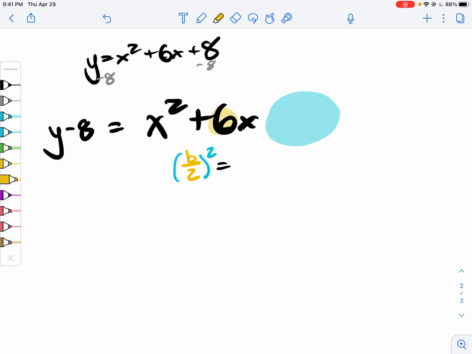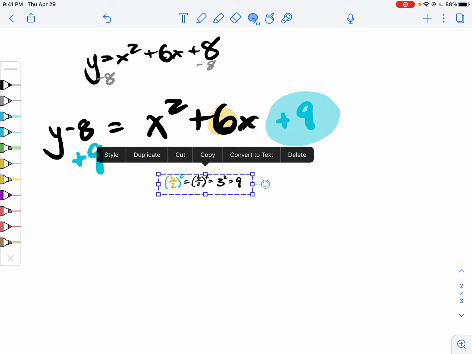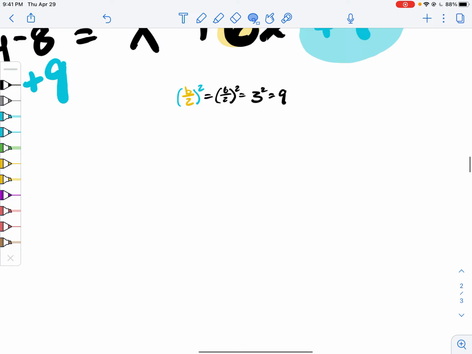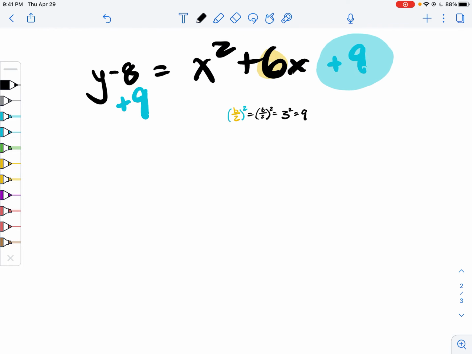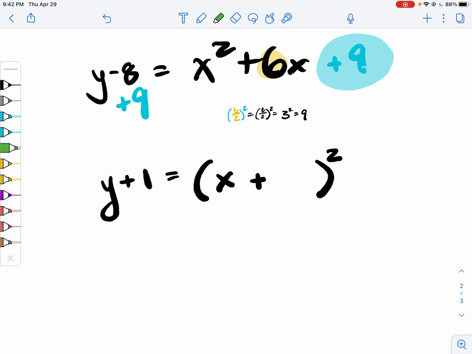Our b value here is 6, so that's 6 over 2 squared. 6 over 2 is 3. We did this so many times. 3 squared is 9, so we need to add 9 to both sides. Anyway, negative 8 plus 9 is 1. So we get y plus 1 equals, oh hey, the whole reason we did this is because this is a perfect square. It's going to be x plus something.